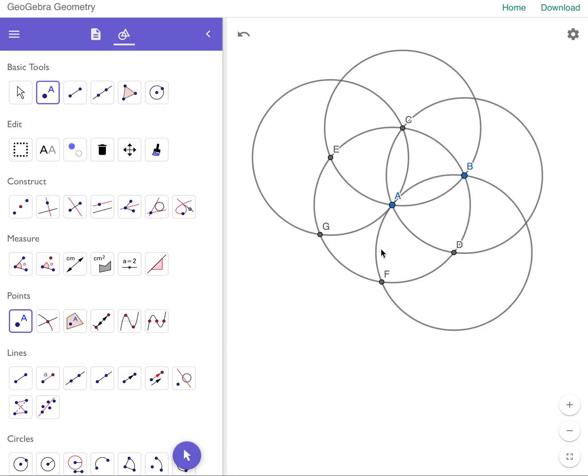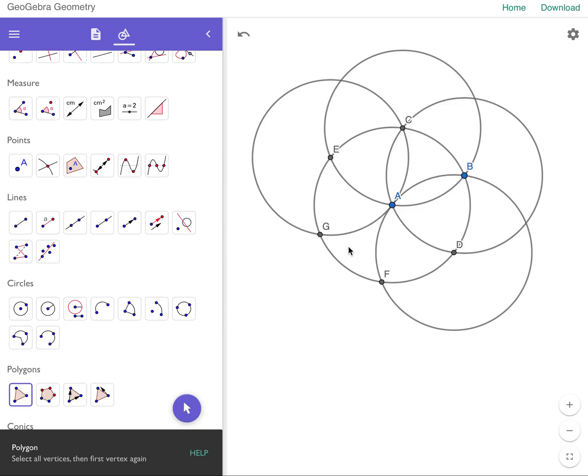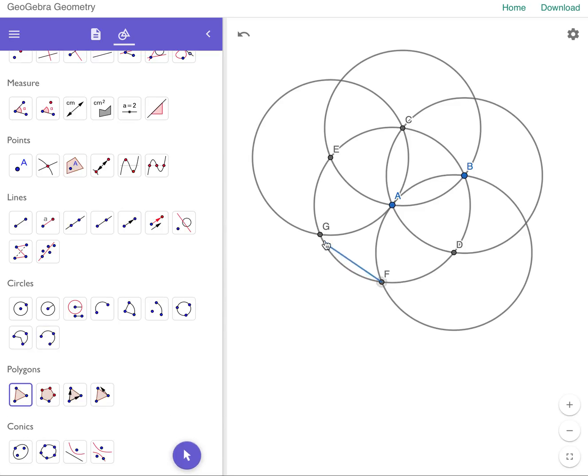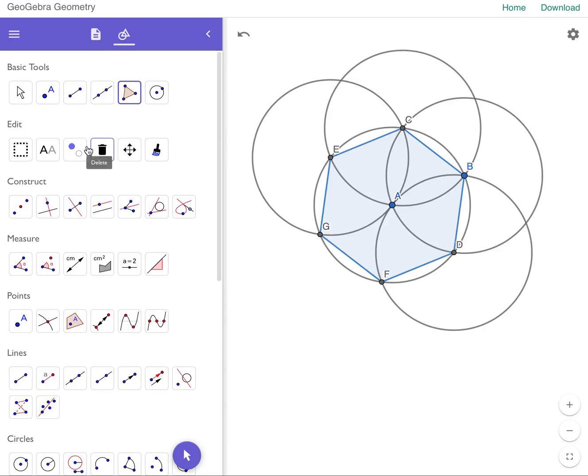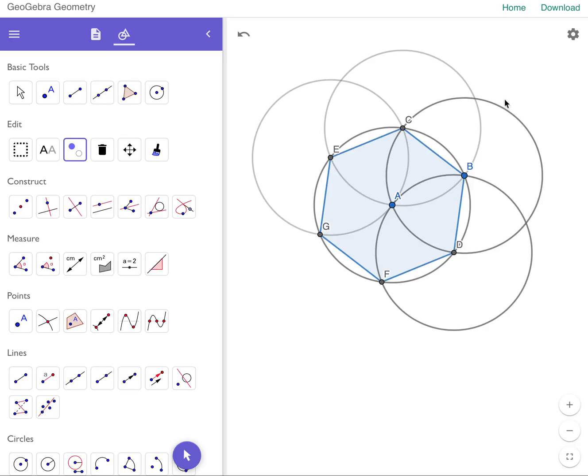The next thing we need to check is the interior angles. So let's draw our hexagon. F, G, E, C, B, D, and back to F. And now we're going to hide the things that we do not need, like our circles, and point A we don't need anymore.